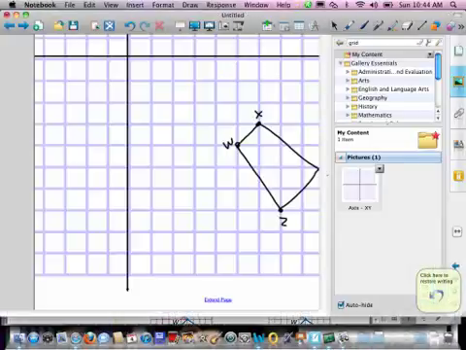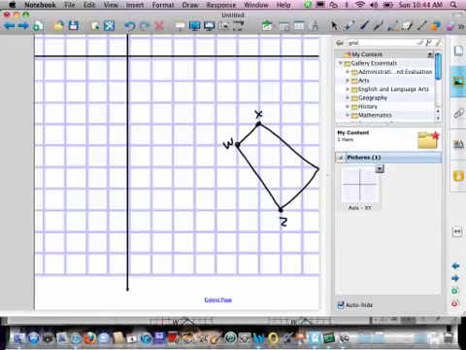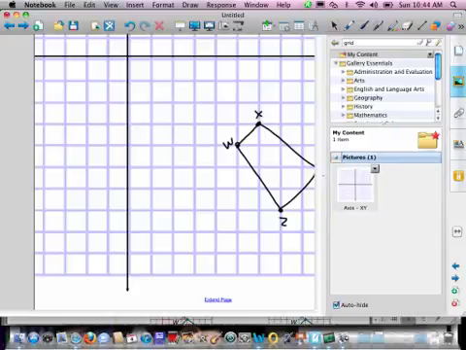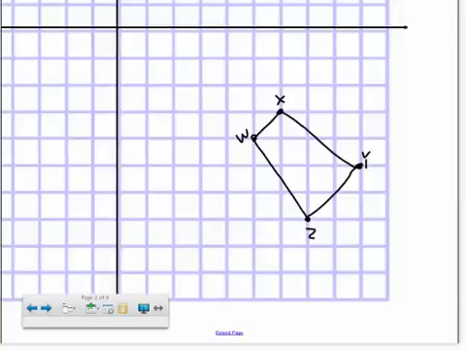Okay, if I've got my... okay, how come I can't get rid of that? There, that'll work. Okay, if I've got my graph WXYZ and I want to translate that, and they said to translate it over to the left 4 units and then down 2 units.